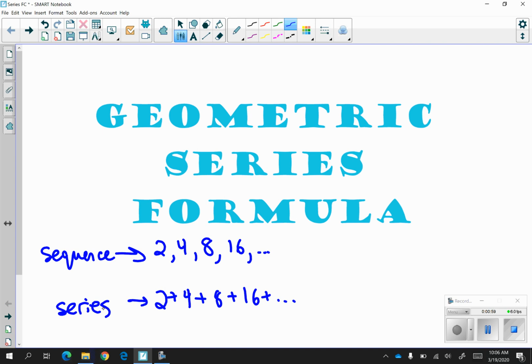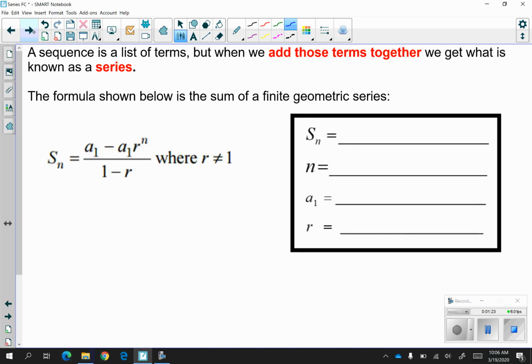And think about it, right now, I can easily see that my sum here is 30. However, when you have a long list of terms, it kind of becomes hard and tedious to find the sum of all of them. So in that case, we actually have a formula to help us do it. So as a recap, a sequence is a list of terms, but when we add those terms together, we get what is known as a series. So we do have a formula for it.